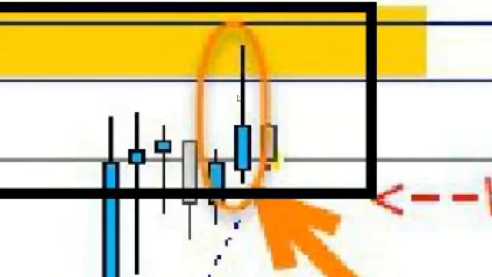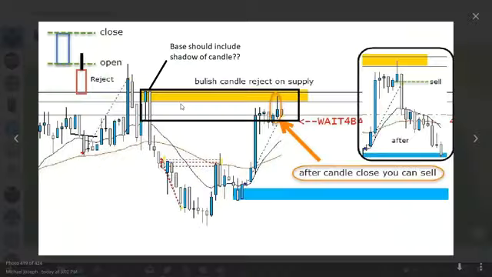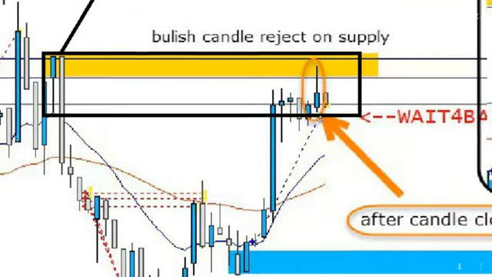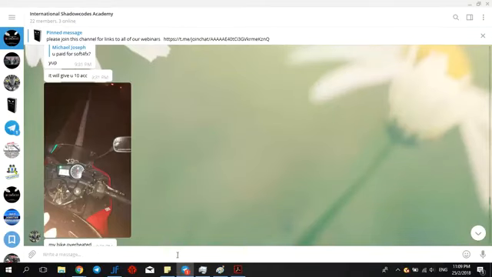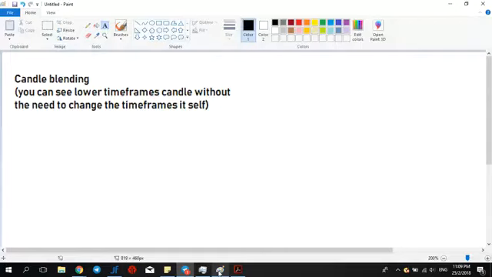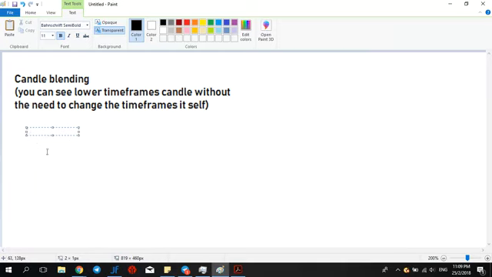All right. So what is it with this rejection? Which one is stronger, this one or this one? This one got an imbalance here. It got the first imbalance and it rejected the first imbalance. This candle, we will start here. I will draw you something. For example, in the lower time frame, LTF, for example M15.